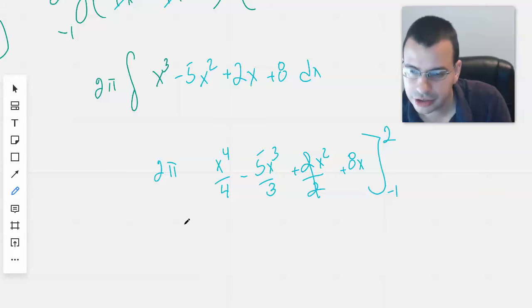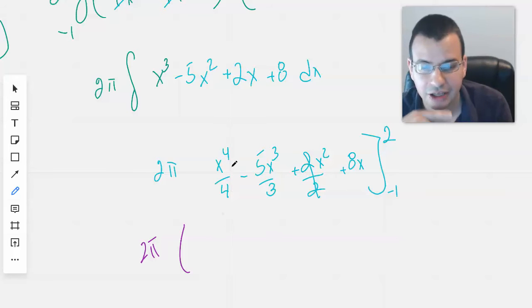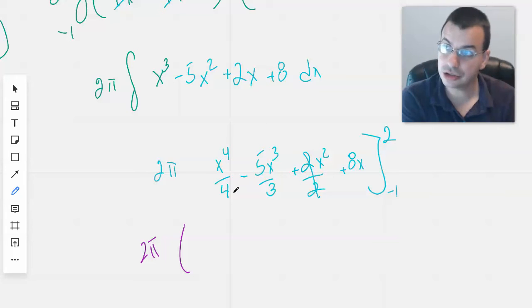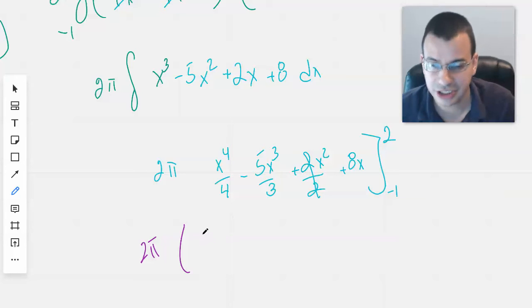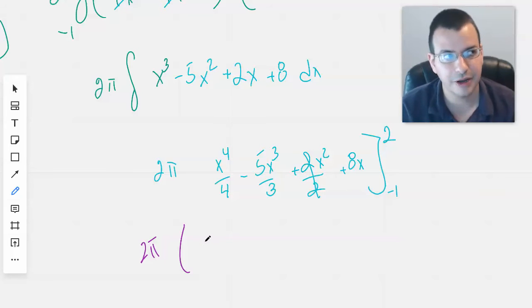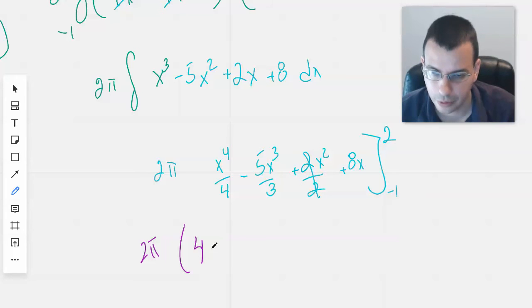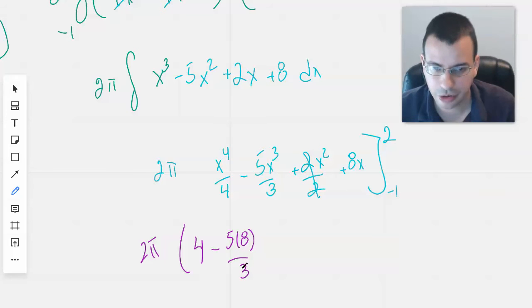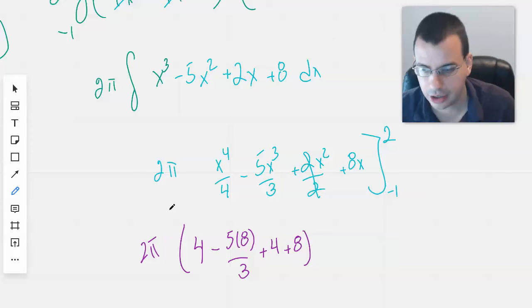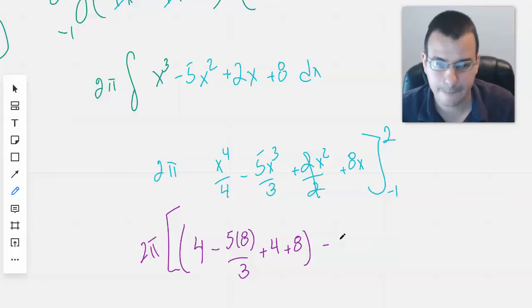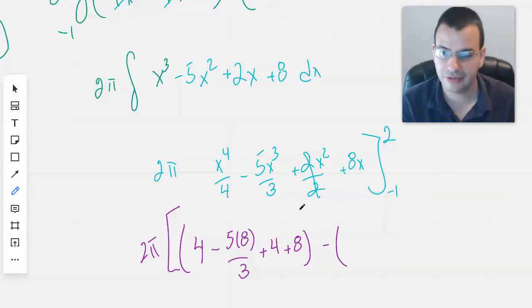Change colors. Still have a 2 pi. We have a 2 to the 4th, which is the same as 2 squared times 2 squared, which is 16. 16 divided by 4 is 4. Minus 5 times 8 over 3 plus 4 plus 8. Okay? And that will be minus, now we got to plug in -1 here.